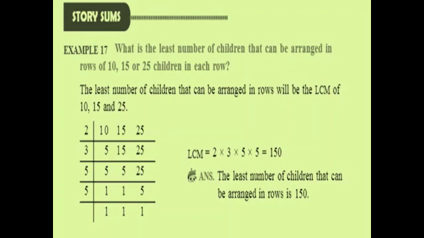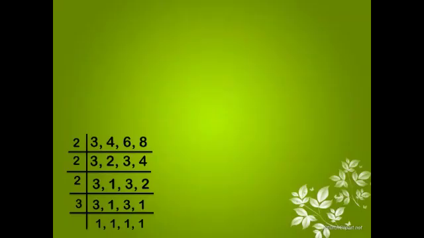We will start dividing by the smallest prime factor 2. So 5 2s are 10. Bring down 15 and 25 as it is. Then take the smallest prime factor 3. So bring down 5 as it is, 5 3s are 15 and 25 as it is. Next you will divide with 5. So 1 5s are 5, again 1 5s are 5, 5 5s are 25. Again you will divide with 5. So 1 5s are 5. So the LCM you will take down and write as 2 into 3 into 5 into 5, which is equal to 150. So the answer is, the least number of children that can be arranged in rows is 150.